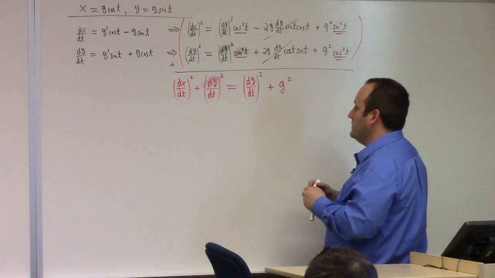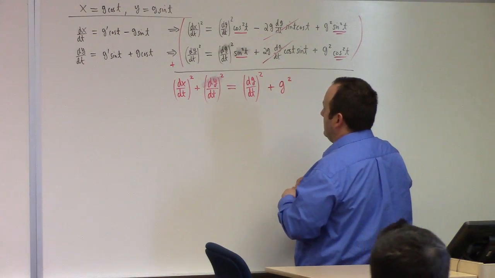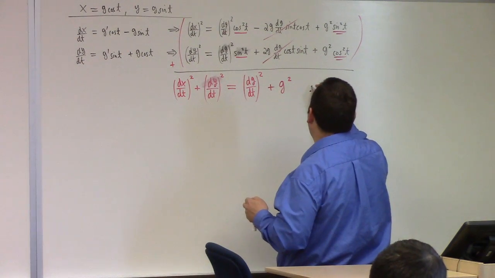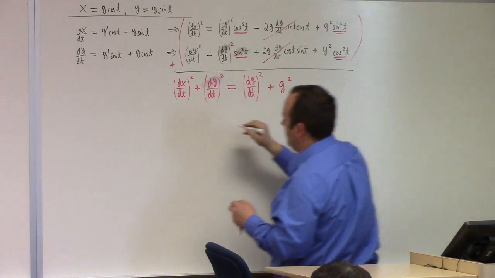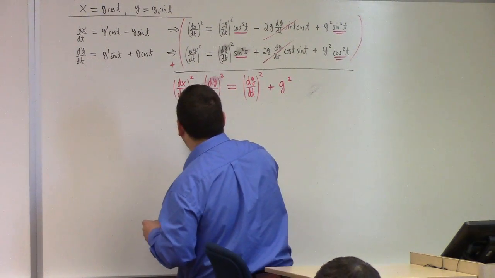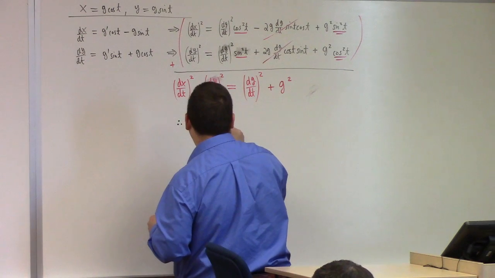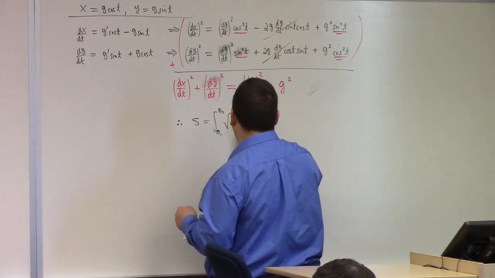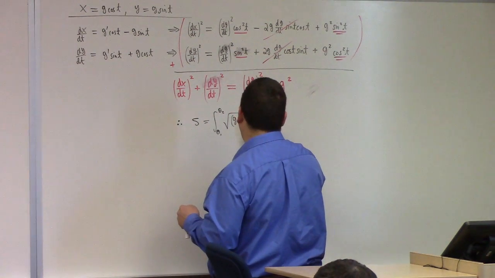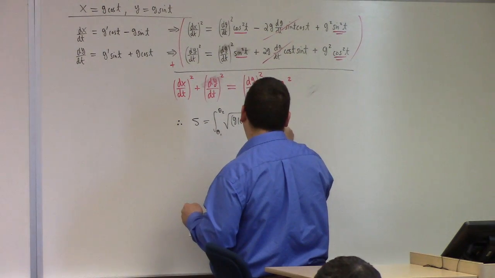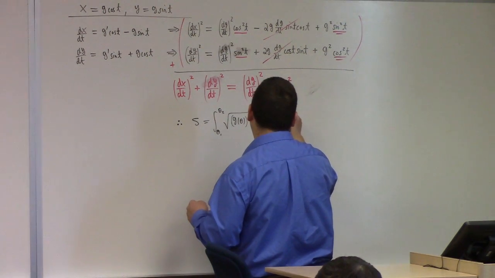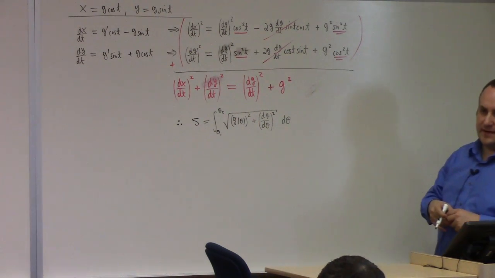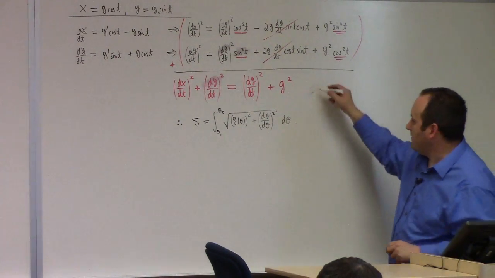Or if you want me to, so there it is. Therefore, the arc length S would be what? It would be the integral from theta 1 to theta 2 of the square root of g of theta quantity squared plus dg d theta quantity squared d theta. I put t back equal to theta now, right?